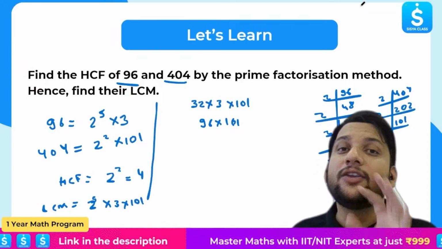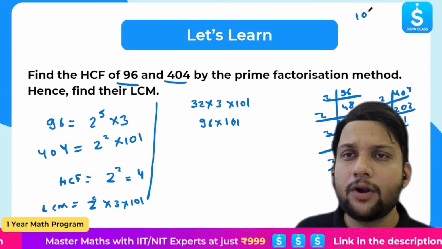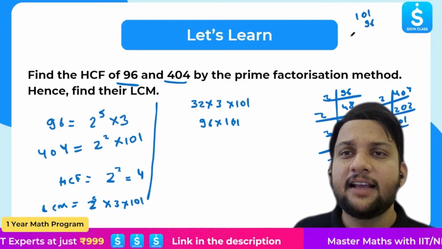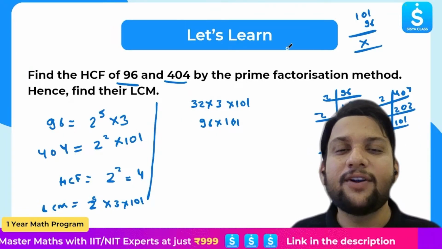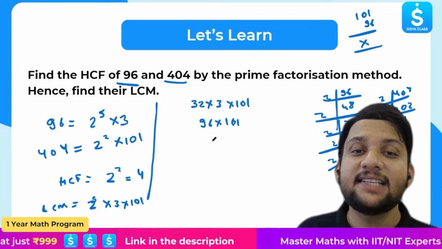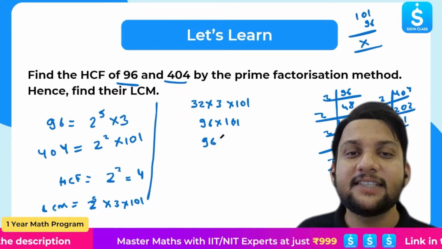You are in grade 10 right now. You will not do 101 times 96 like this. No, no, no. These are for small kids. This is what a grade 4 kid will do. We will not solve it like this. 96 times 101, you will just get 9696.